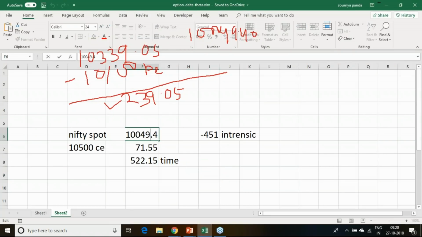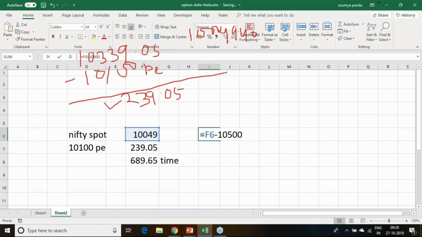Spot we have already put in. Only the strikes we have to change here. So here 10,100 we have to make it a put, and it was trading at 239.05. Fine. So now the intrinsic calculation will happen.